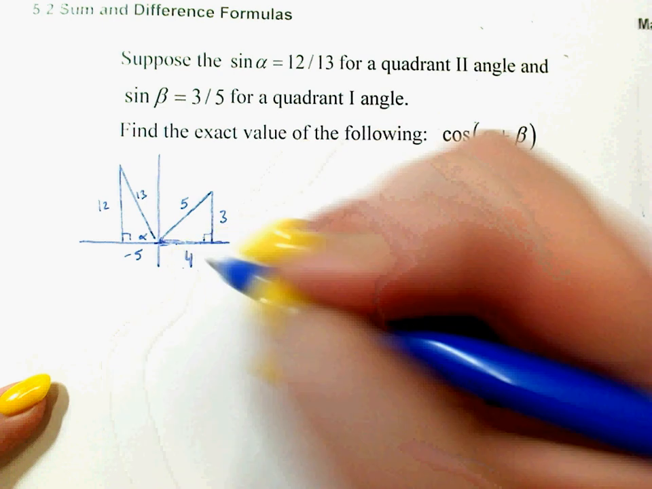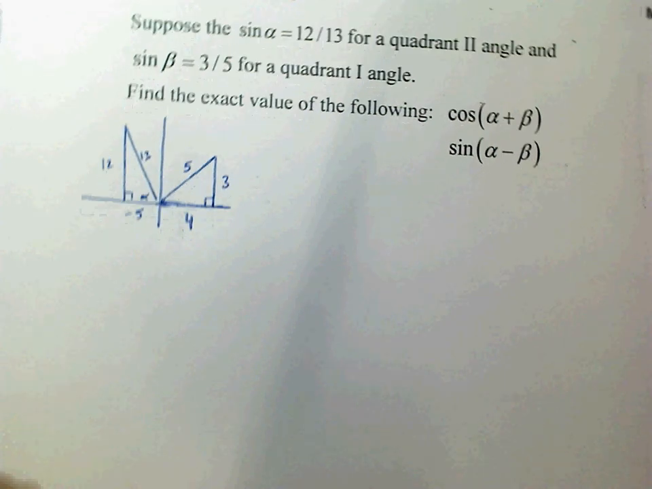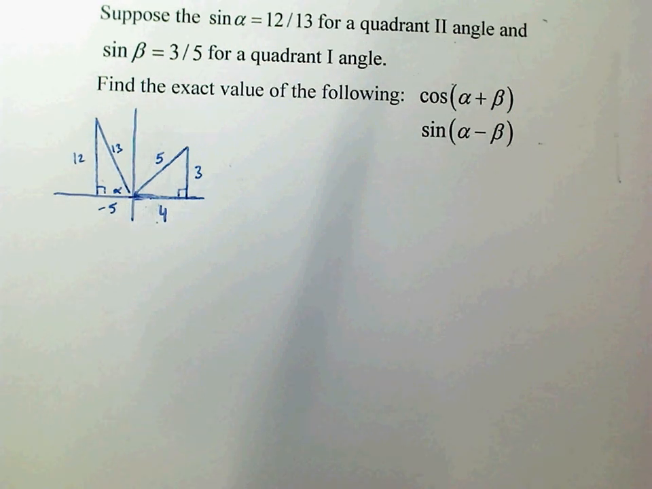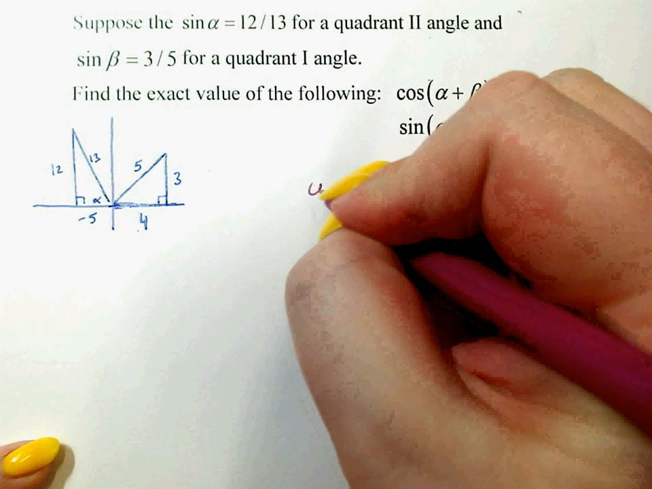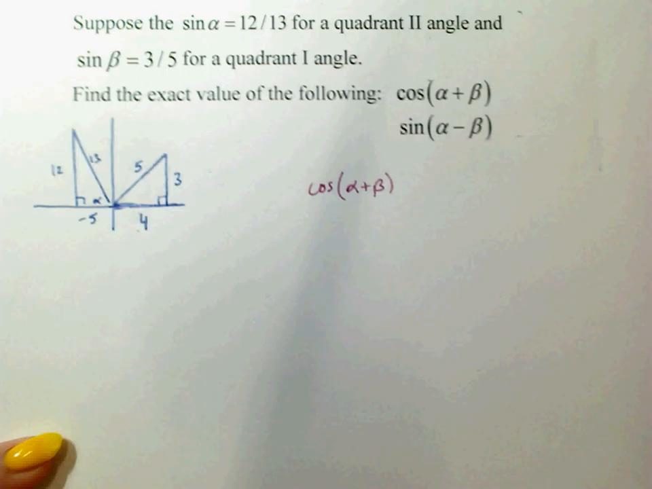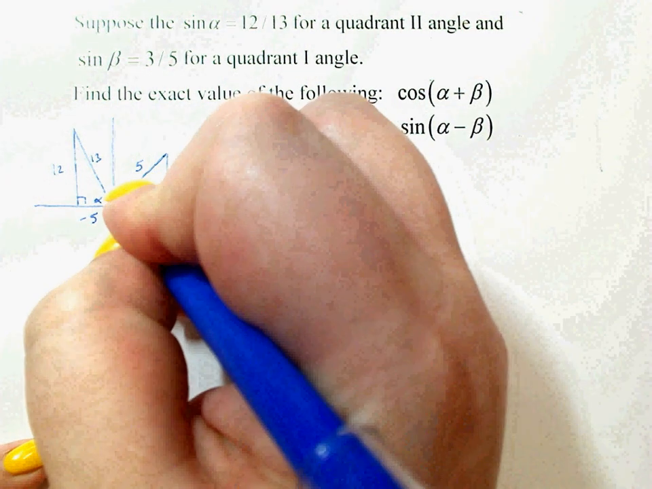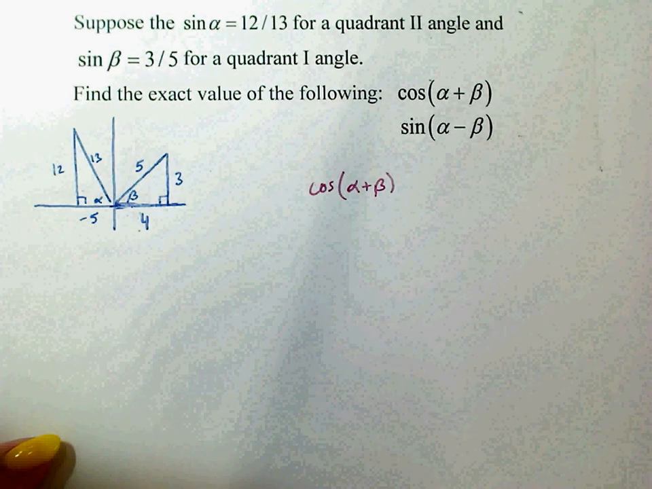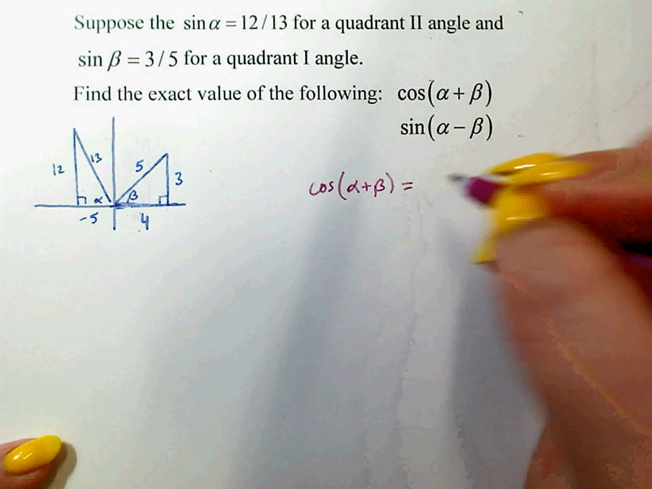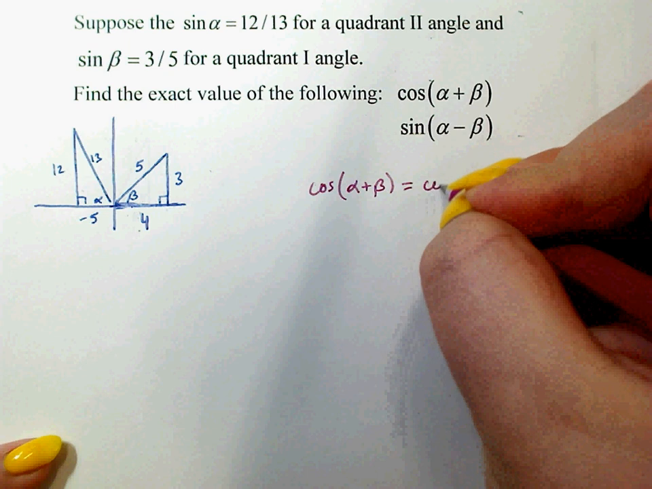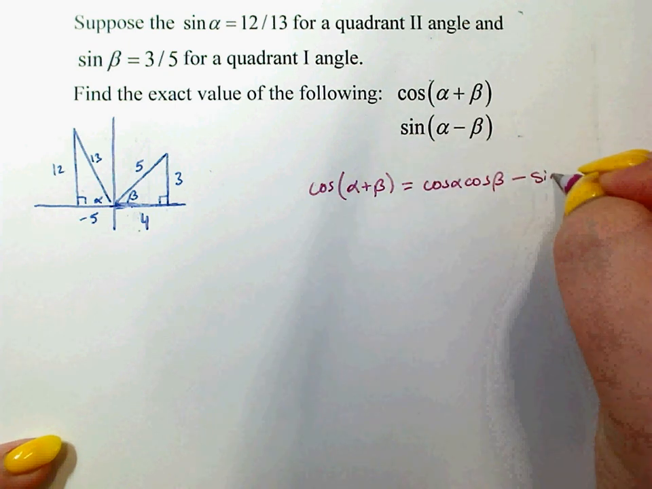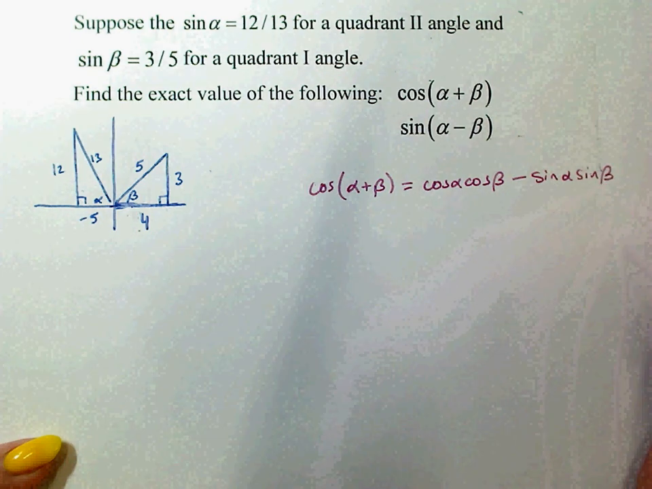Okay? So it says find the exact value of the following. Cosine of alpha plus beta. I don't even know what these angles are. Let me label that as beta. So I can't just add up the angles and find the cosine of that, but I can rewrite it. Cosine of alpha plus beta is cosine alpha cosine beta, that's plus, and this is minus, sine alpha sine beta. And so all I really got to do is fill these in.